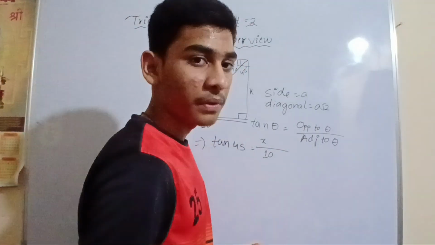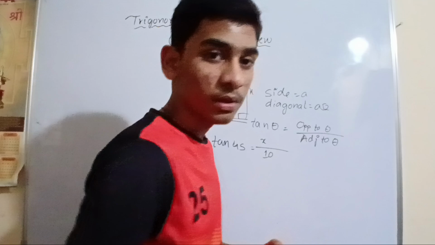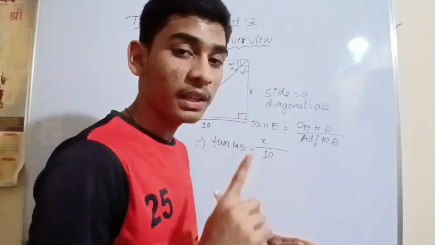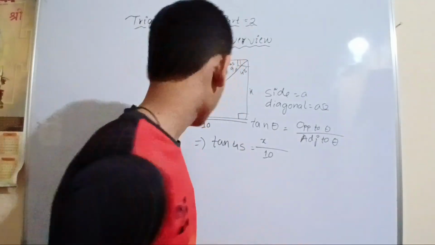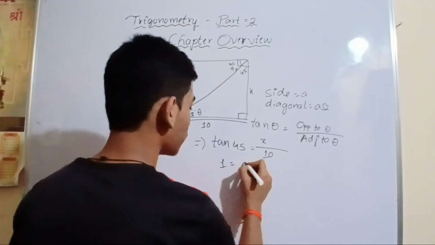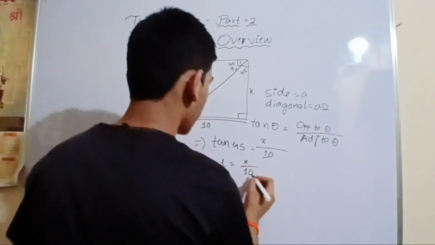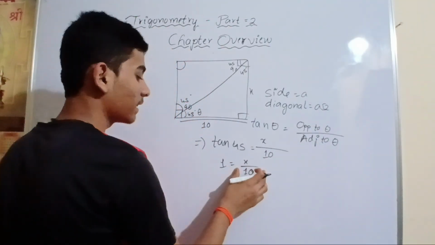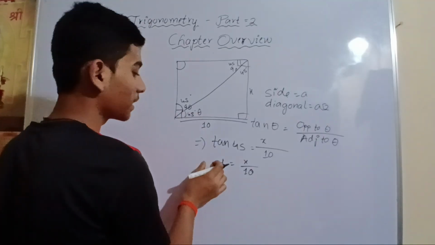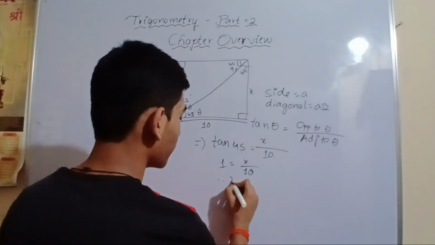What's the value of tan 45? I've just shown you. Tan 0 is 0, tan 30 is 1 by root 3, tan 45 is 1. So 1 equals x by 10, and here it's in the form of division, and when it comes here it becomes multiplication. Therefore x equals 10.